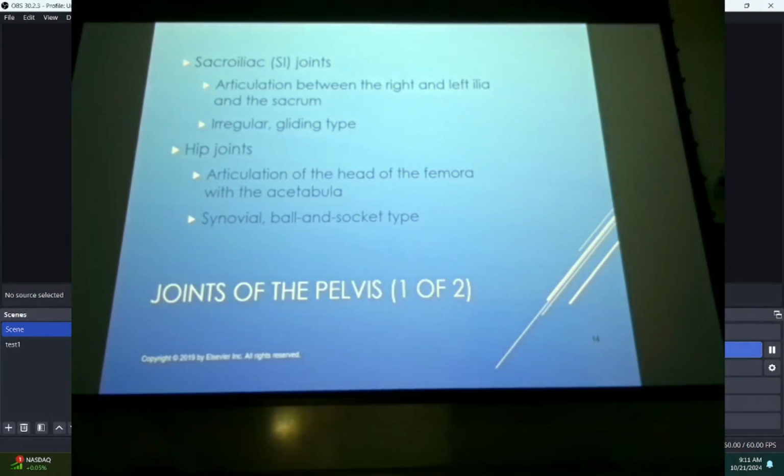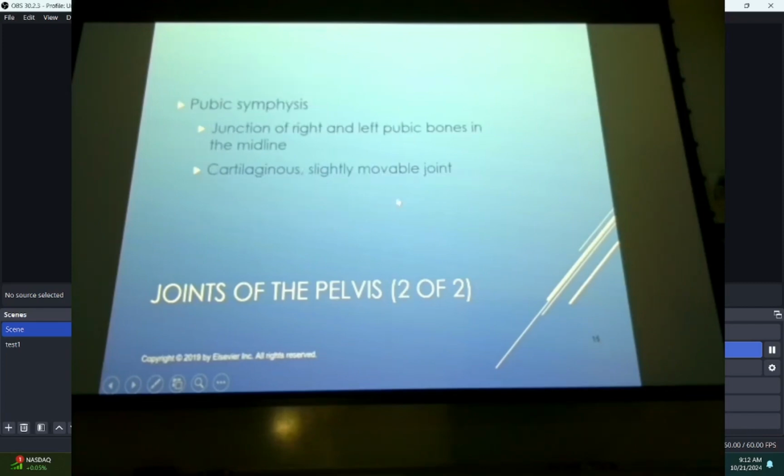Again, full disclosure, I've never done them, but we can do some. So the SI joints don't move much. The hip joint, what we refer to as the hip joint, does move a lot. It's a ball and socket joint, so it's a synovial joint. A lot of movement there. And the symphysis pubis is cartilaginous, and we get slight movement there, especially during childbirth. You release hormones that make that spread just a little bit to make a little bit more room in the birth canal for the baby to come through.